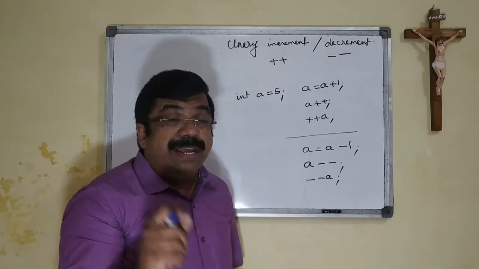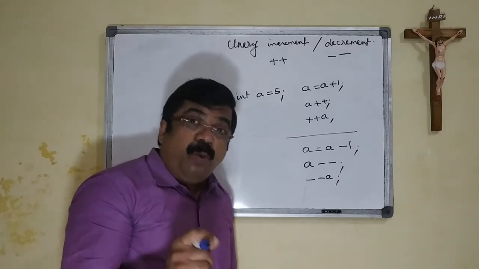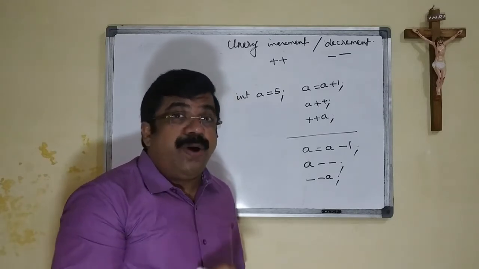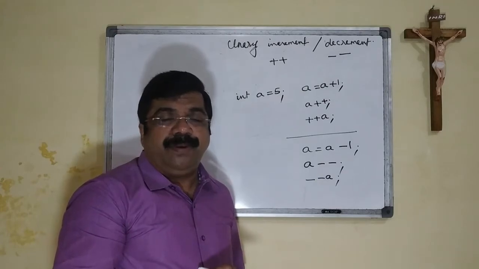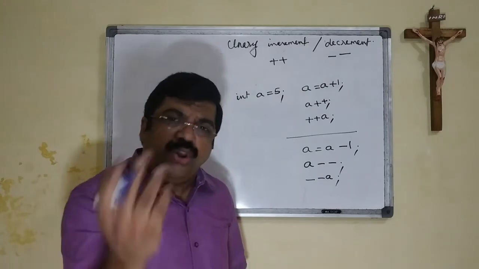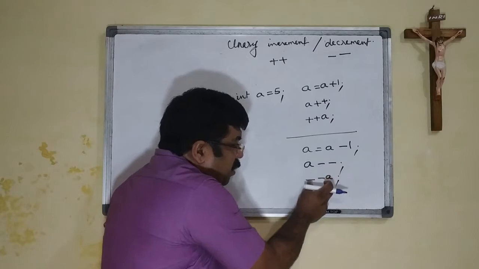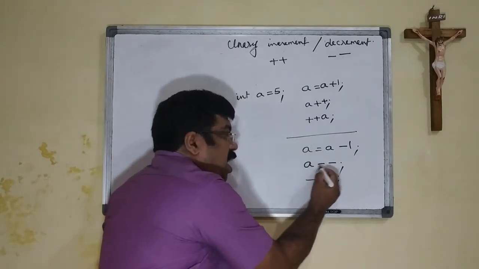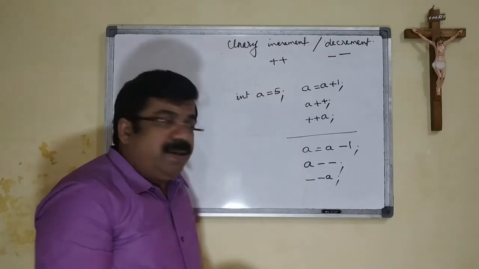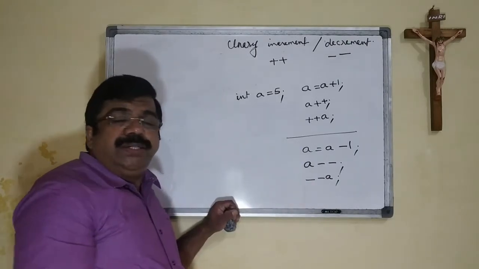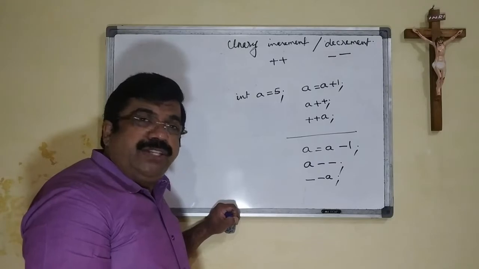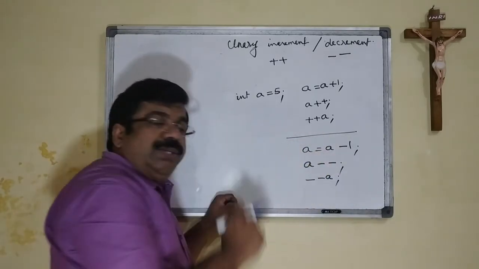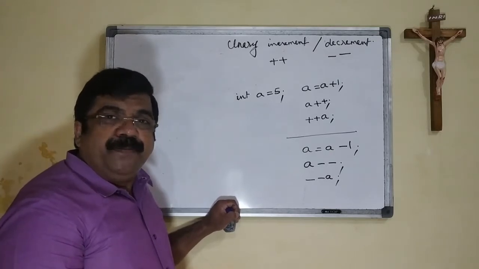What is a unary operator? A unary operator is the one which is operating upon only one operand. Now we are going to see the difference between these two. First one we wrote after the variable, second one we wrote before the variable. That means after the operand as well as before the operand.